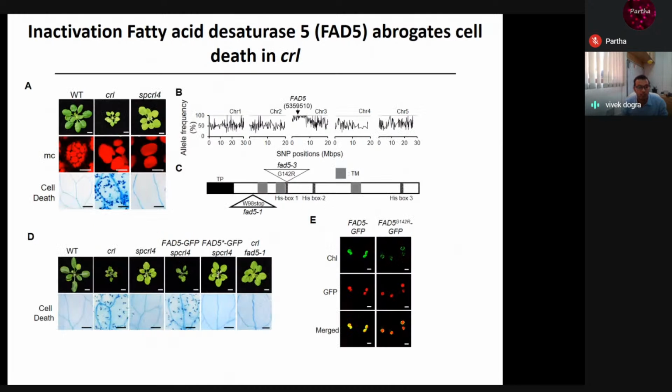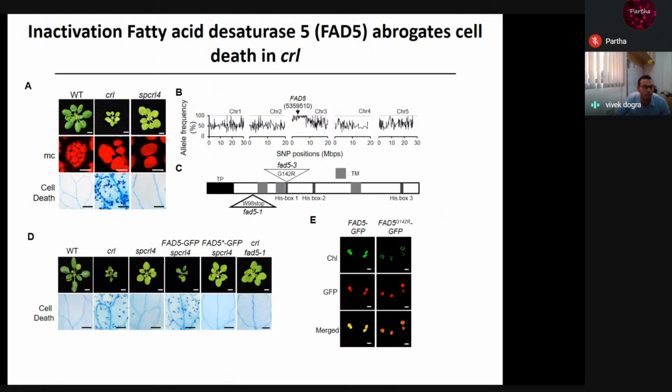So for that, in the beginning we also started the forward genetics approach, where we did the EMS treatment to the CRL, and we screened many mutants, many suppressors. One of the suppressors we found, we named it suppressor of CRL4. This plant was slightly bigger than the CRL, and interestingly it had the same problem as CRL, the big chloroplast, but surprisingly it did not have any cell death. So this was something very interesting, that we found a mutant which had no cell death, but was still having some other phenotypes.